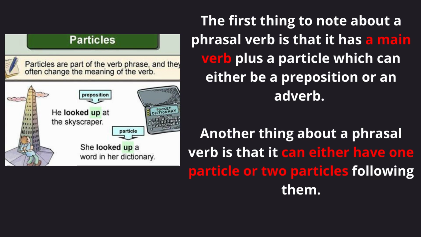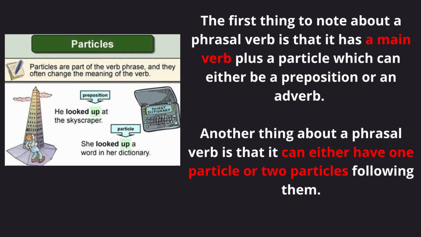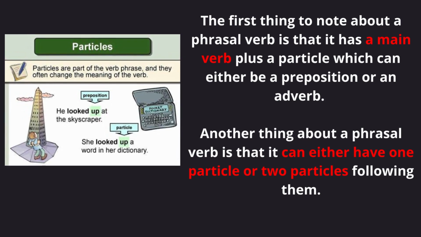The first thing to note about a phrasal verb is that it has a main verb plus a particle which can either be a preposition or an adverb. And you don't have to worry too much whether the particle is an adverb or a preposition. In the course of this lesson, we'll show you examples that will illustrate them and make them clearer to you. Then another thing about phrasal verbs is that they can either have one particle or two particles following them. You must note this.